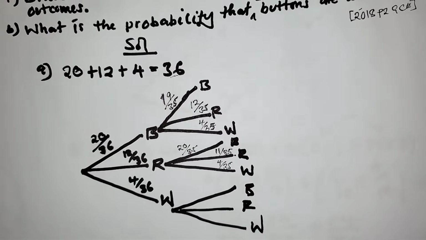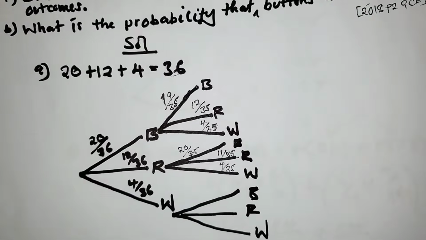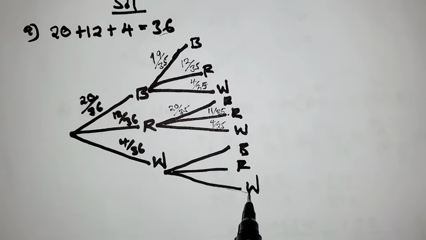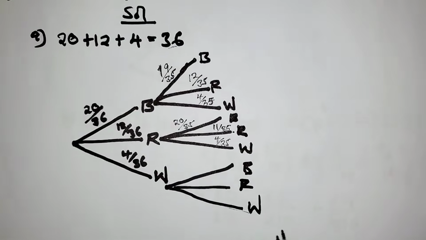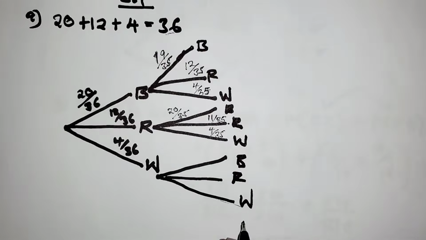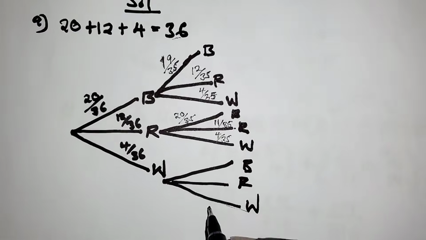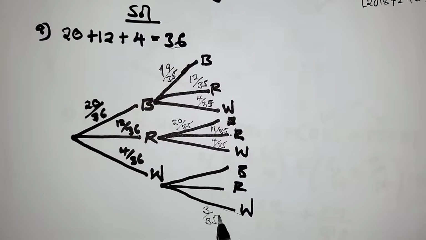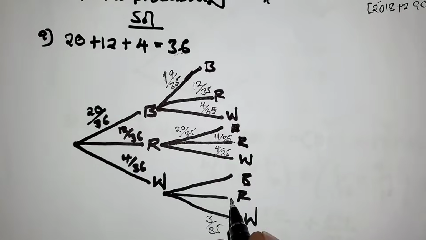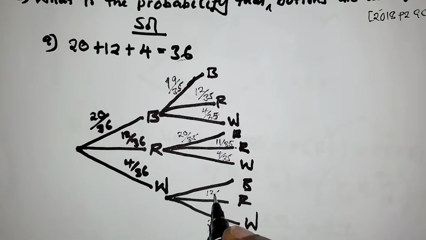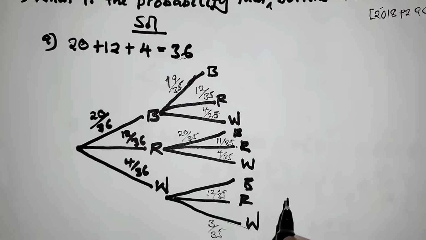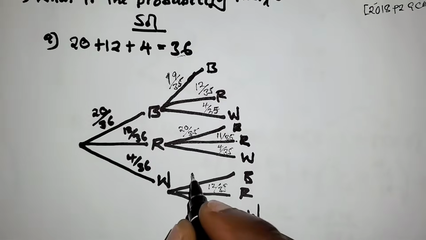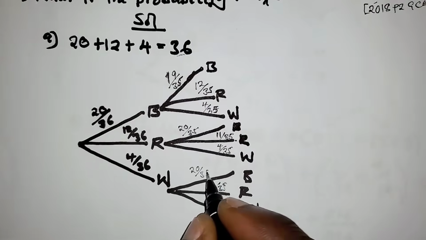Are we together? Now the third branch, here we consider white. If the button that wasn't replaced was white, how many white buttons do we remain with? 3 over 35. Then red will maintain as 12 over 35. Then black will maintain 20 over 35.